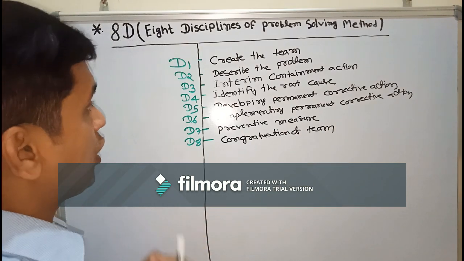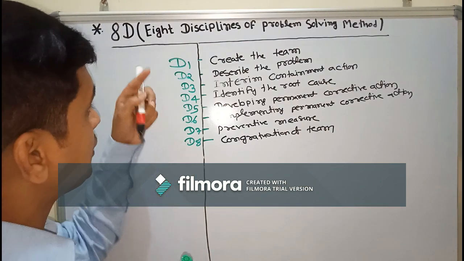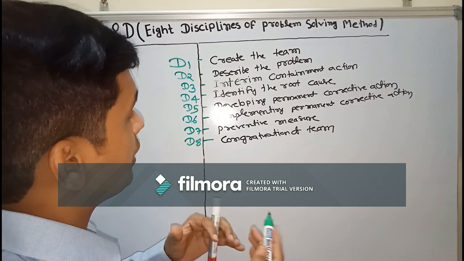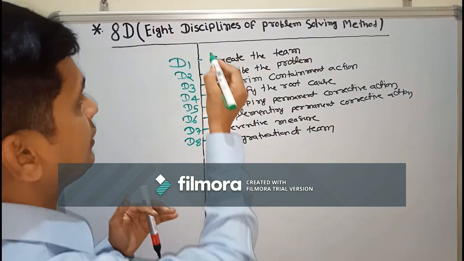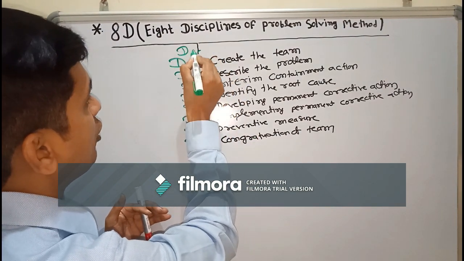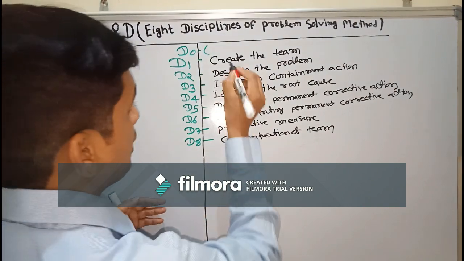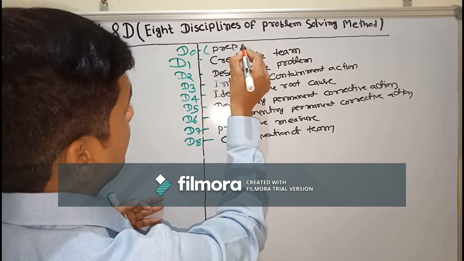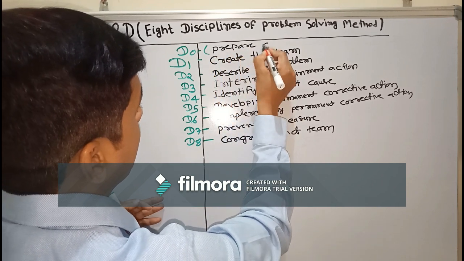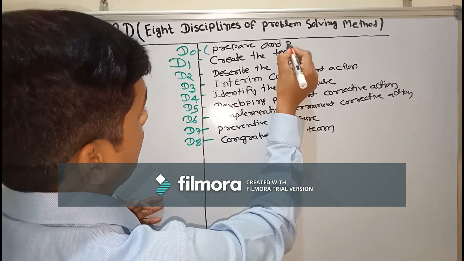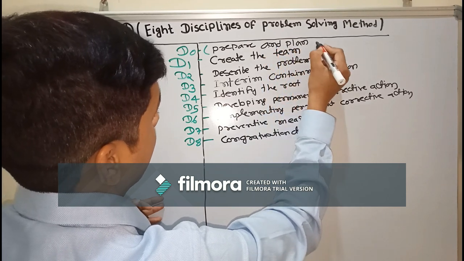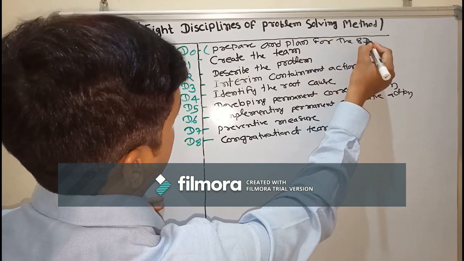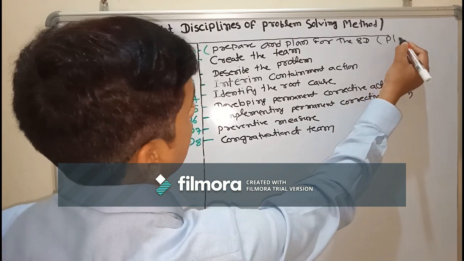But one more thing that is very important: during all 8 steps, before you do any work, first there is D0, which is planning. Prepare and plan for the 8D. That is called the planning, and it is very important.